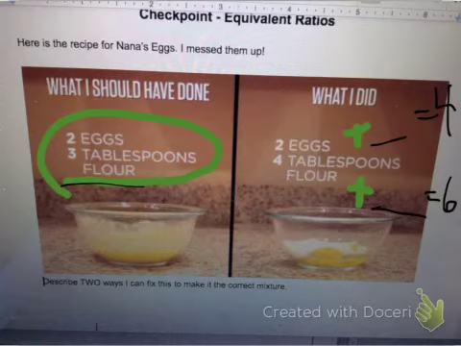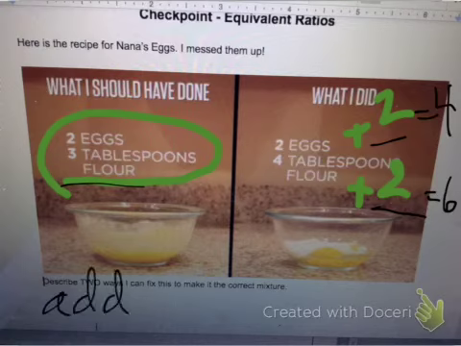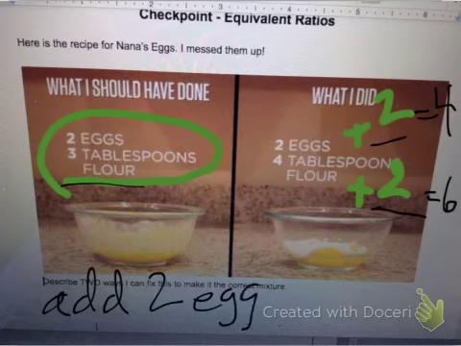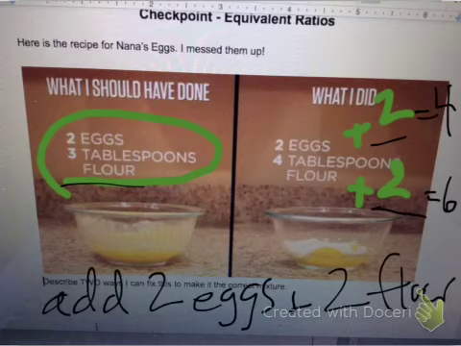So well, how many eggs do I need to add? 2 plus what equals 4? 2 plus 2. And then how many tablespoons of flour should I add? 4 plus what equals 6? 2. So one way to fix this would be to add 2 eggs and 2 tablespoons of flour. That's one way to fix it.